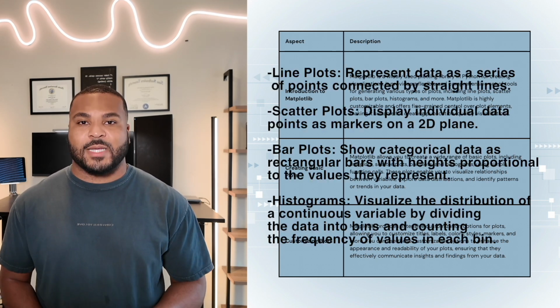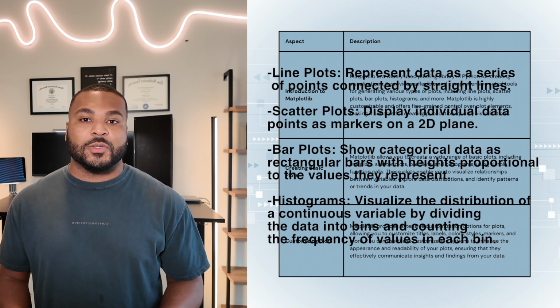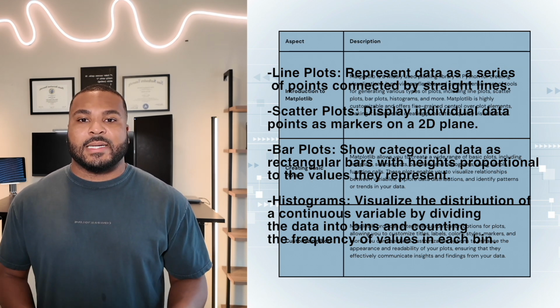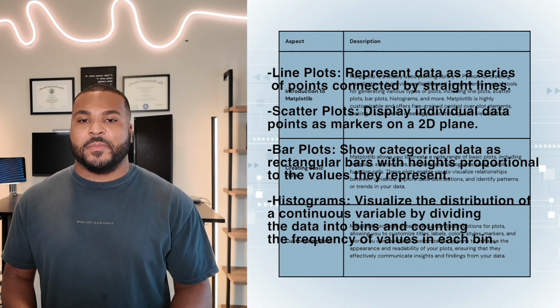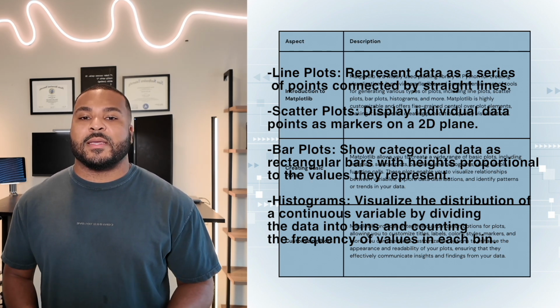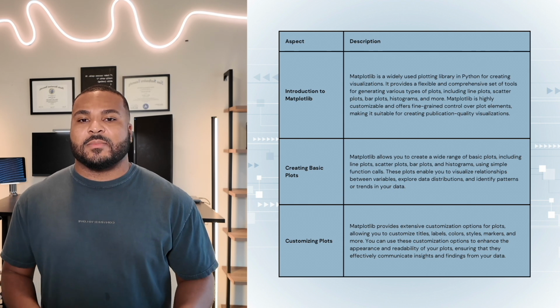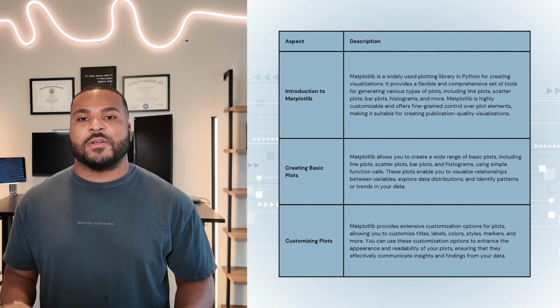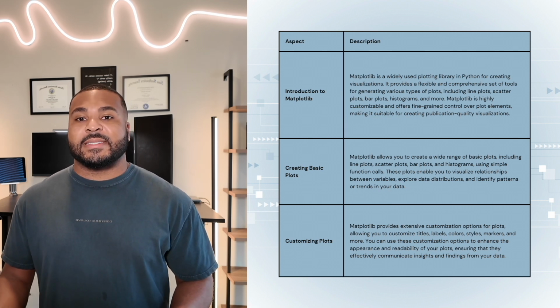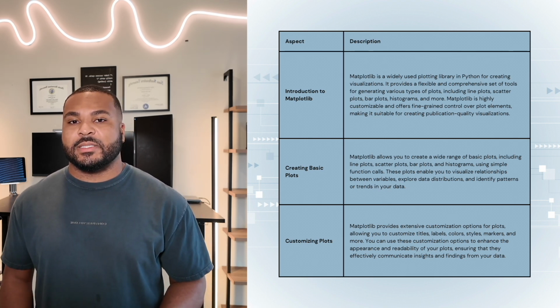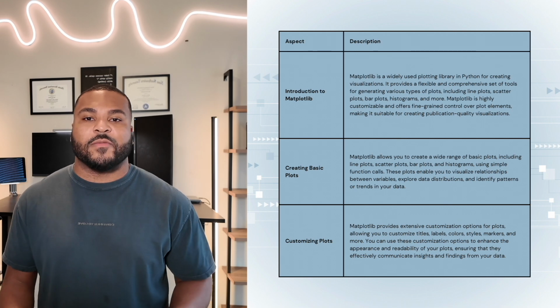Matplotlib allows you to create basic plots using functions from the matplotlib.pyplot module. Some common types of basic plots include line plots, scatter plots, bar plots, and histograms. They each serve their specific purpose, as you can see on the screen right here. Customizing plots. So Matplotlib offers extensive customization options for plots, allowing you to tailor the appearance of your visualization to meet specific requirements or preferences.